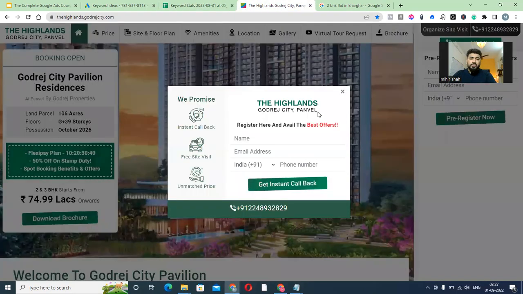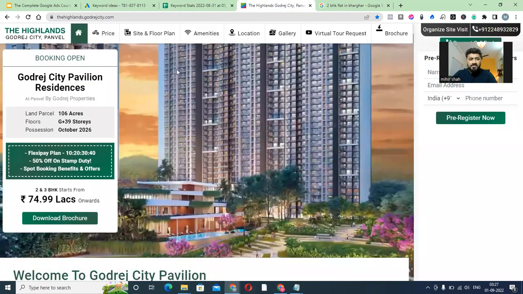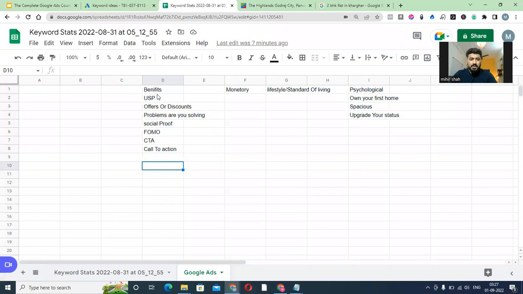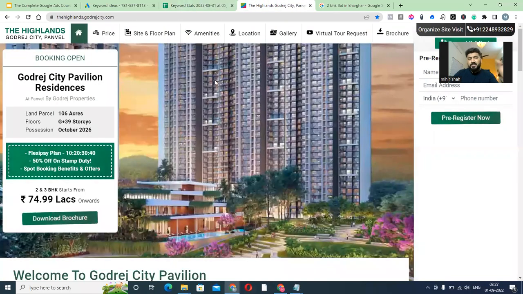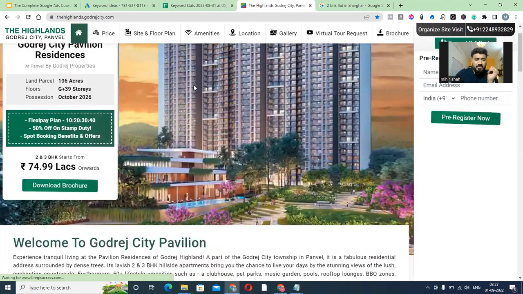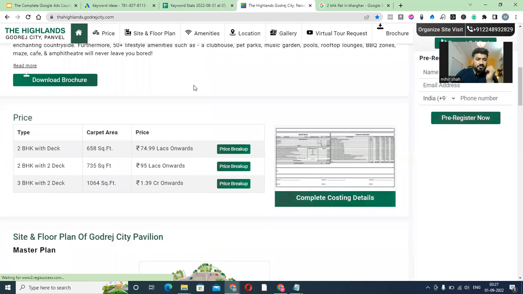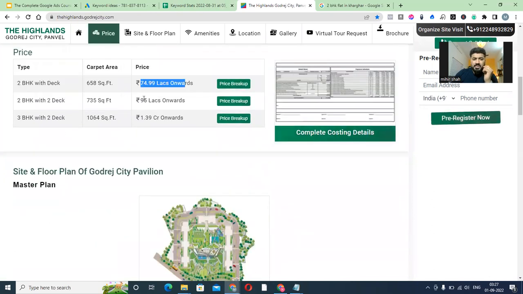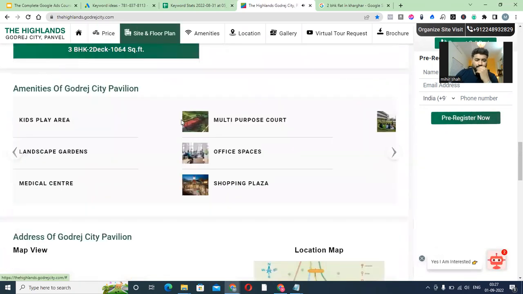So what you need to do is go to the website. The first thing that we are looking for is benefits. So if there is a 2 BHK given by Godrej Highlands, Panvel, what are the benefits that the person will get? Let's scroll through the website and try to look for a benefit. What could be the benefit? Price is cheap, that could be a benefit. So we'll keep that in mind. It's not a very direct benefit, but we still keep that in mind.